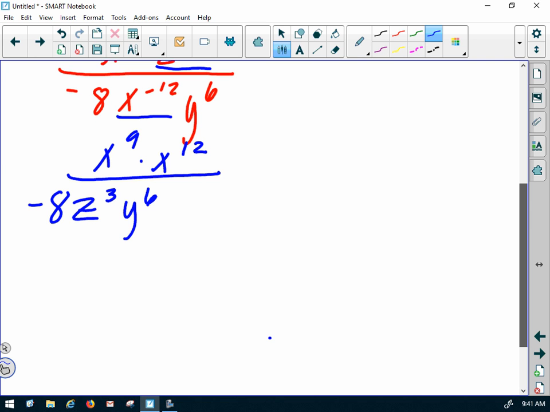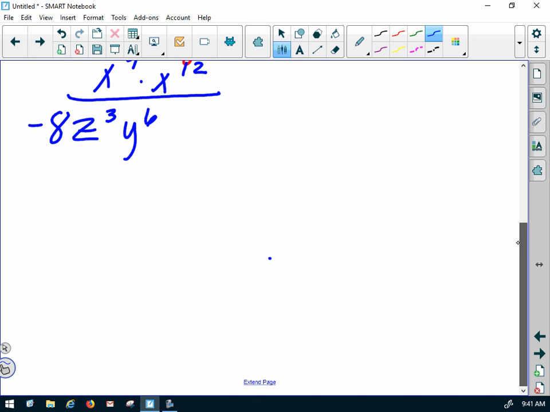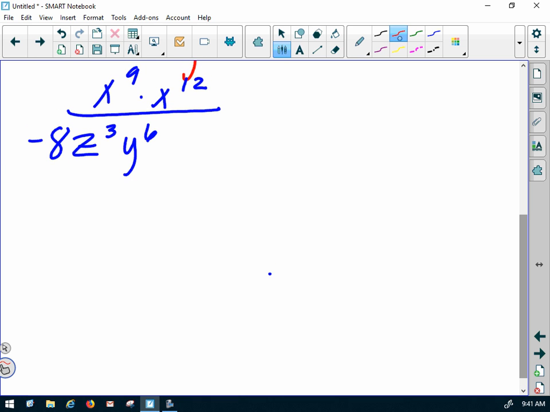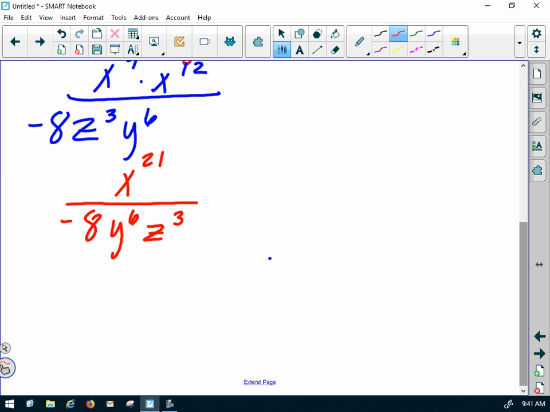Now, holy mackerel. What's that numerator? X to the 9th power times x to the 12th power. When I multiply like bases, I add the exponents. That's x to the 21st power divided by negative 8, y to the 6th power, z to the 3rd power. Now, the question you might have is, why did you switch the order of the y and z? We just typically put them in alphabetical order, and that's the only reason.